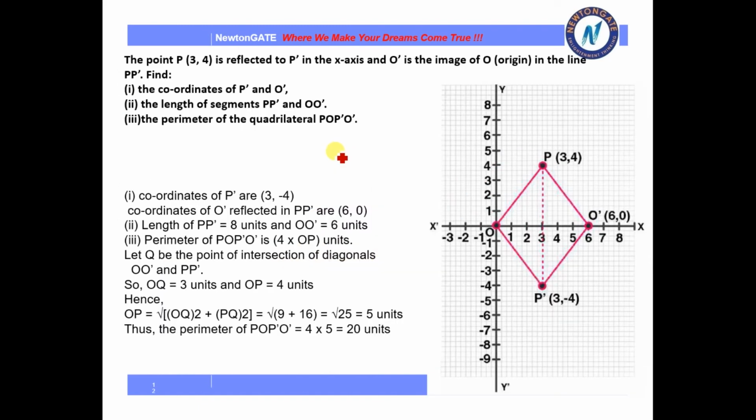Next example, it says that the point P (3, 4) is reflected to P dash. So the coordinates of P dash on reflection in the x-axis becomes (3, -4). Now O dash is the image of O reflected on the line P dash. So when O is reflected, O dash becomes (6, 0). So we found out the coordinates of P dash and O dash. The length of the segments P dash and O dash, P dash is equal to 8 and O dash is equal to 6. How did we find out? By using the distance formula.